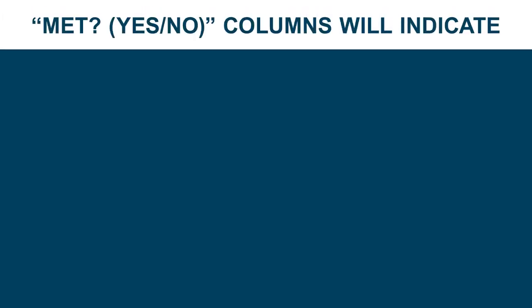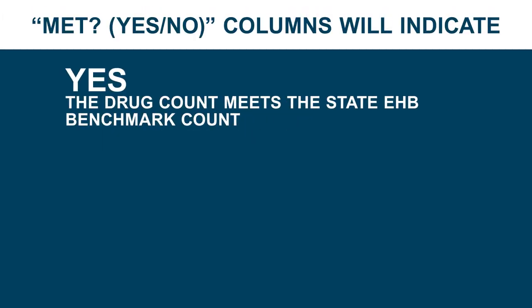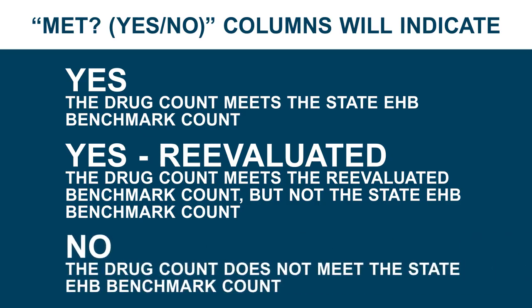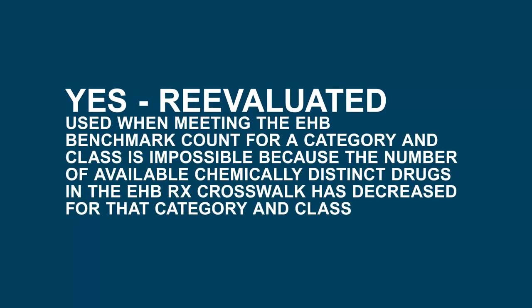The Met, Yes or No columns will indicate Yes, meaning the drug count meets the state EHB benchmark count. Yes reevaluated, meaning the drug count meets the reevaluated benchmark count, but not the state EHB benchmark count. Or No, meaning the drug count does not meet the state EHB benchmark count. The Yes reevaluated designation is used when meeting the EHB benchmark count for a category and class is impossible because the number of available chemically distinct drugs in the EHB Rx crosswalk has decreased for that category and class.